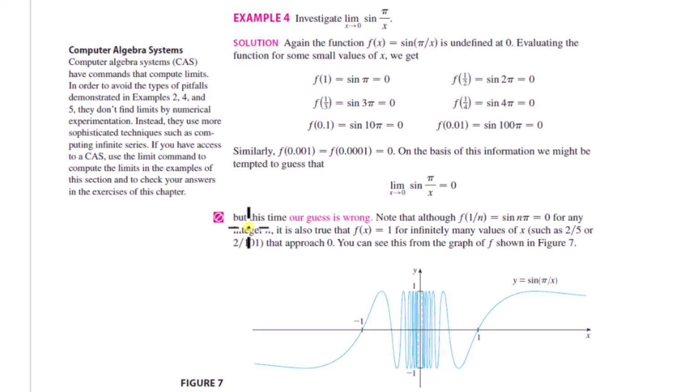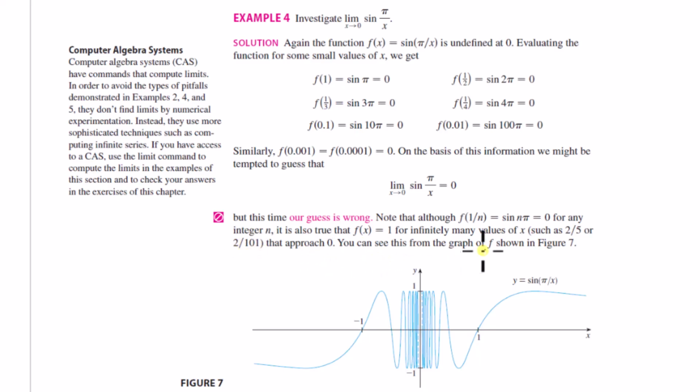But it says this time our guess is wrong. It says, note that although f of 1 over n, where n is any positive or negative integer, is equal to sine of n pi. Yeah, because if x is 1 over n, then you get sine of n pi, and that's going to be equal to 0 for any integer n. So that's true, but it is also true that f of x is equal to 1 for infinitely many values of x, such as x equal to 2/5 or 2 over 101, as you let this get smaller and smaller, approaching 0.